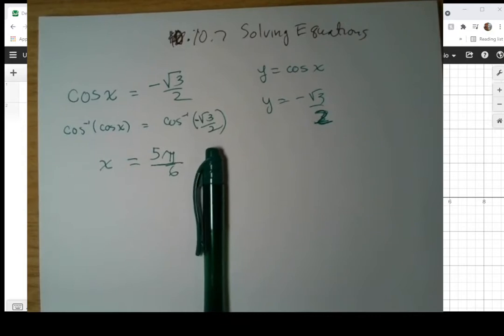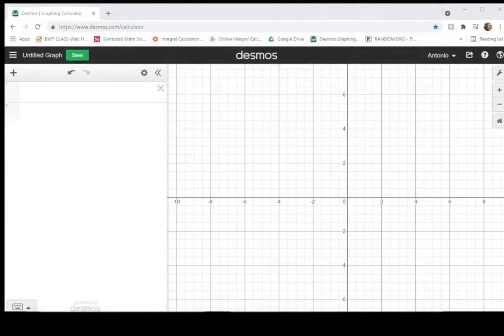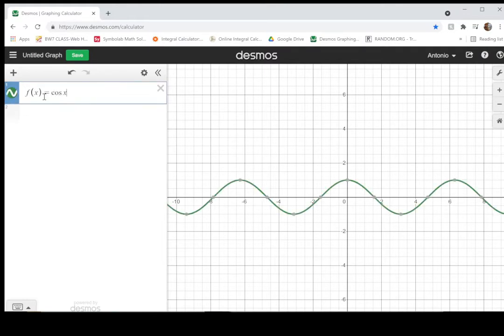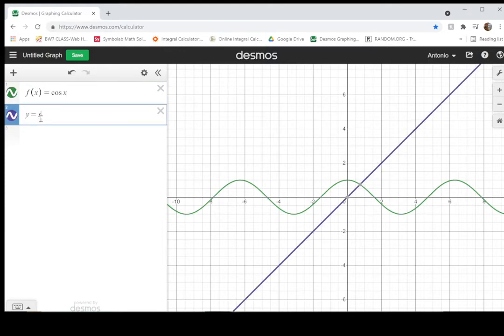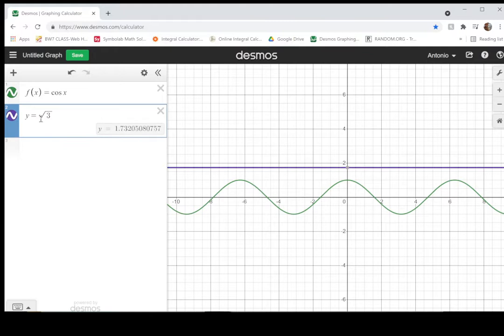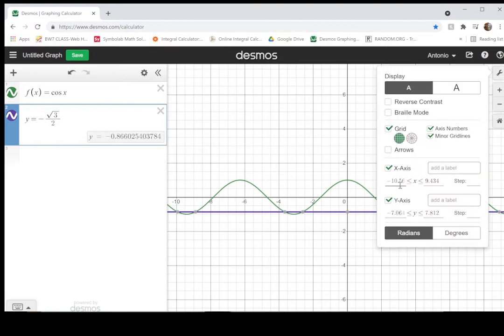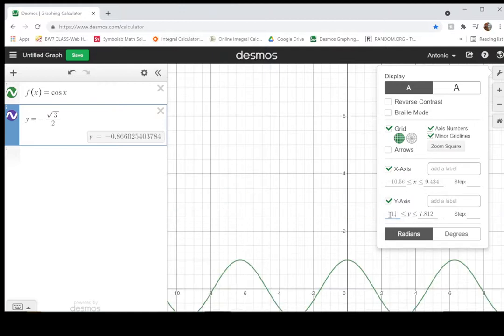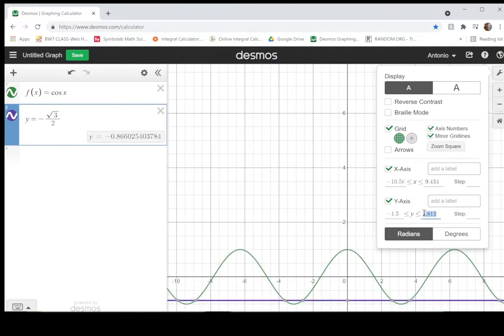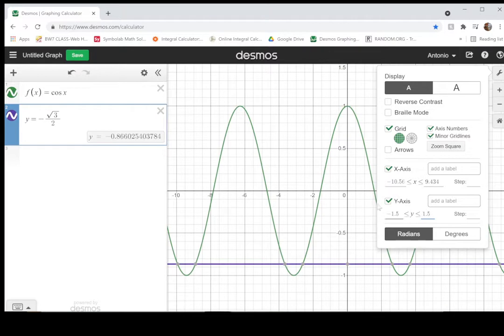Now, if we take a look at these graphs, the first one is cosine x in function notation, and the second is negative square root of 3 over 2. Let me adjust the window here. Okay, we get a nice big graph there.